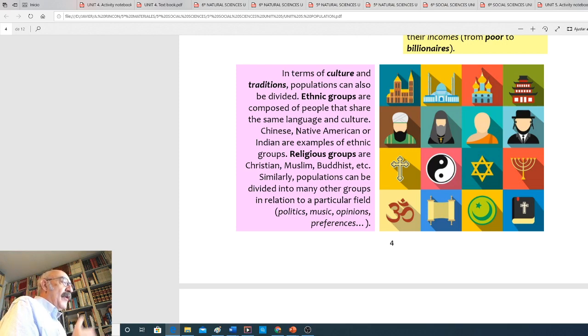In religious groups, another example are, for example, Christians, Muslims, Buddhists, and so on. And similarly, population can be divided into many other groups in relation to a particular field: politics, music, opinions, preferences. Okay, these are all qualitative aspects that are looked into through surveys. Remember, there are quantitative aspects and qualitative. We're talking now about qualitative aspects, because quantitative aspects answer the question how many, and they are investigated by census registries.